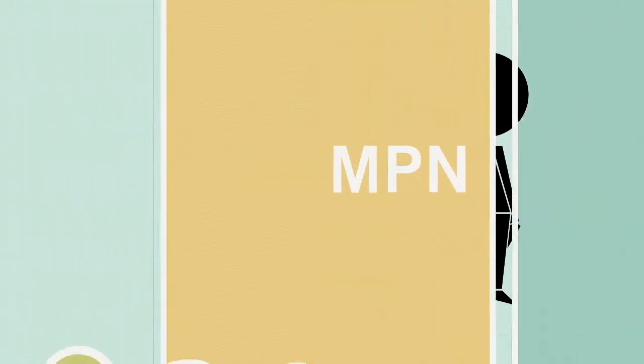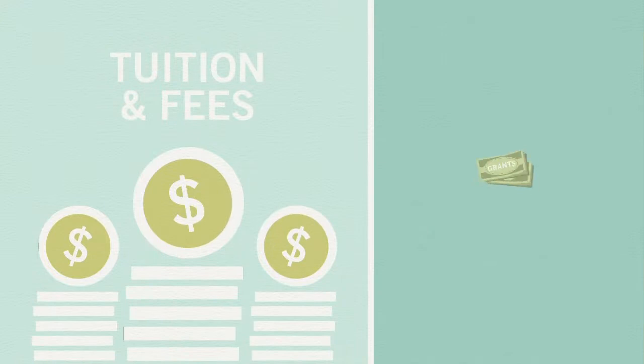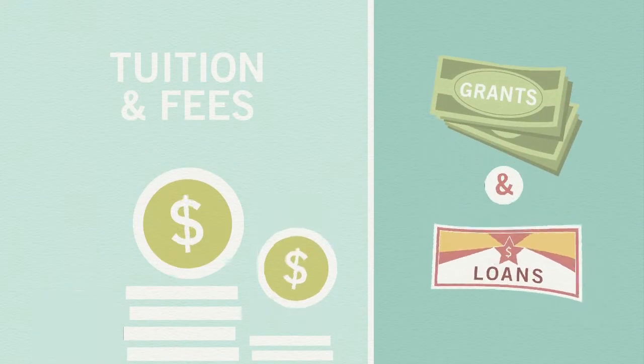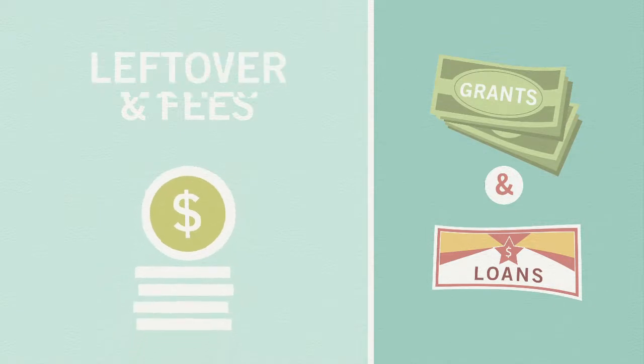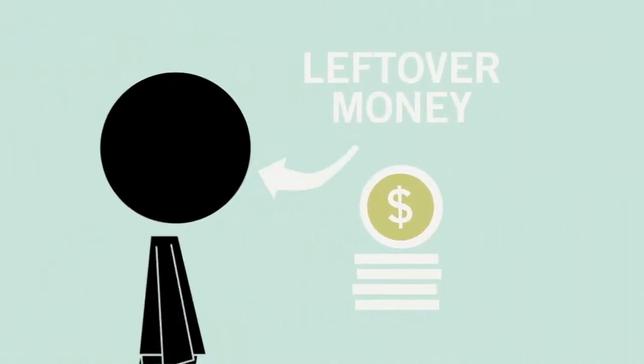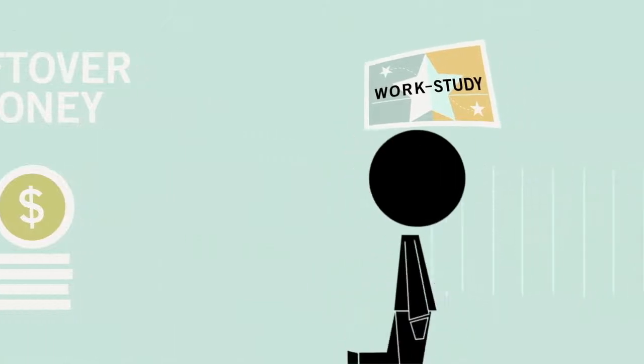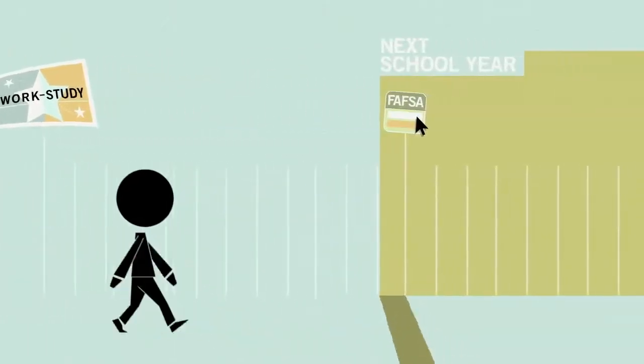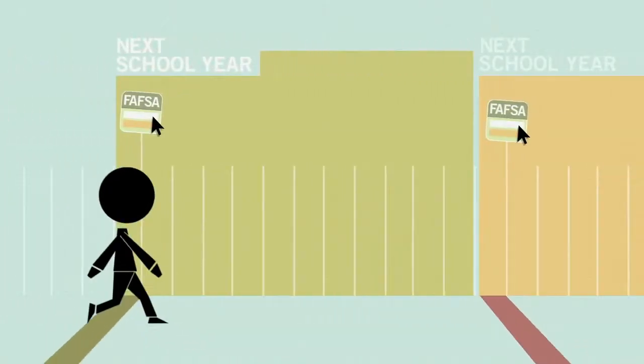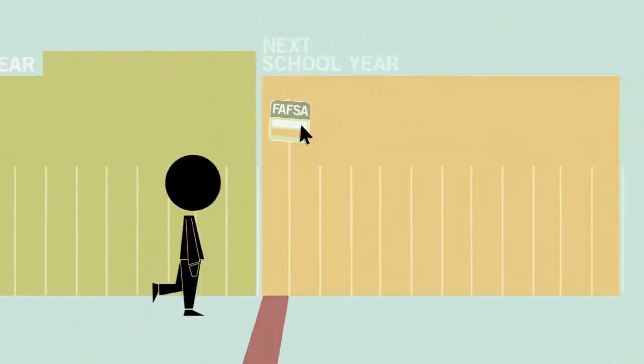So how do you get your money? Well, usually your grants and loans will be applied to tuition, fees, and other charges on your student account first. Then any leftover money is paid to you. Work-study funds are earned throughout the term. Remember, filling out the FAFSA is not a one-time thing. You must complete it every year you attend school.